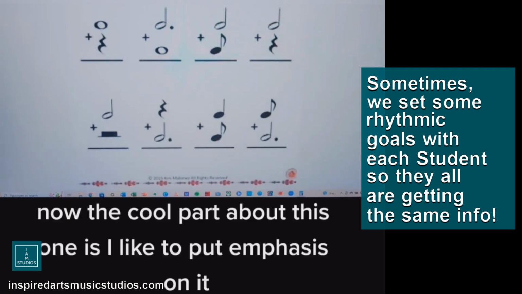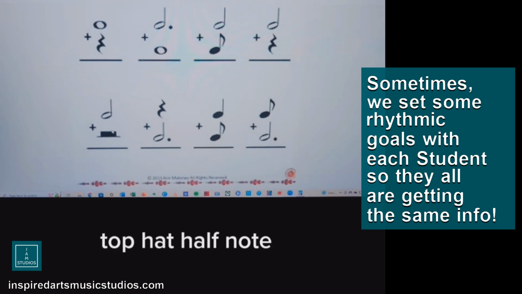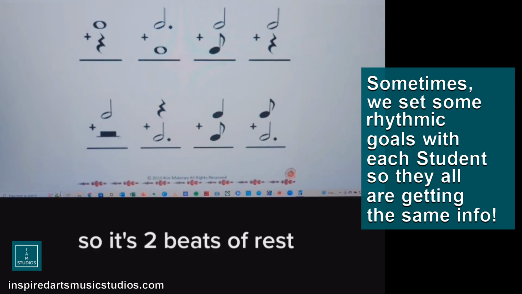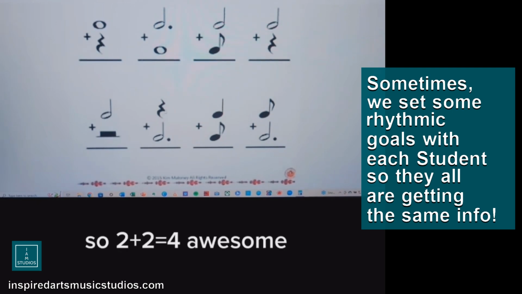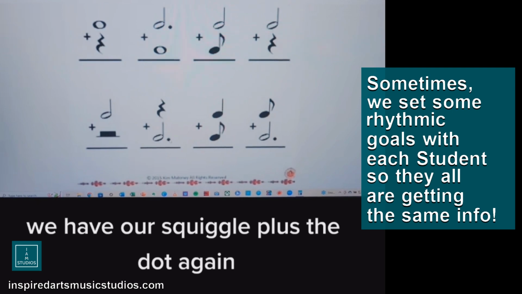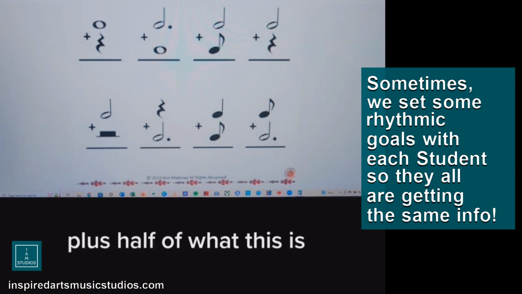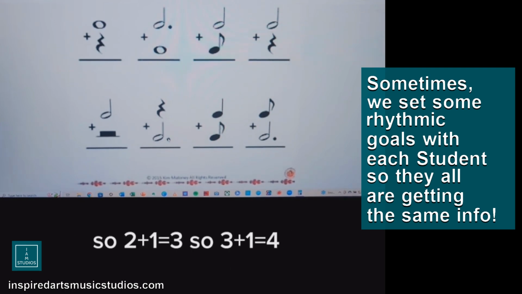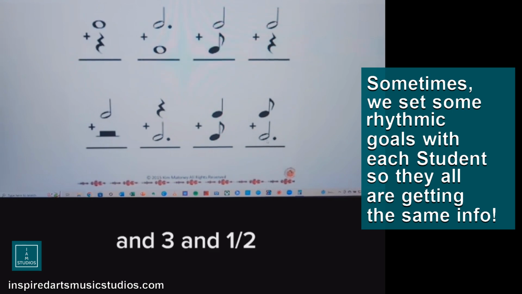Now the cool part about this one is I like to put emphasis on it looks like a top hat, half note, top hat, half note. So it's 2 beats of rest, and this is 2 beats of playing a note. So 2 plus 2, 4, awesome. We have our squiggle plus the dot. Again, the dot represents what you see without the dot plus half of what this is. So 2 plus 1 equals 3, so 3 plus 1 equals 4. You guessed it. And these last two here, 1 and a half and 3 and a half. How well did you do?